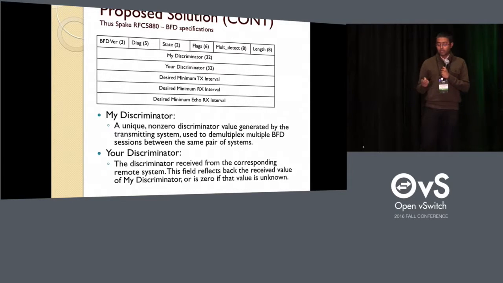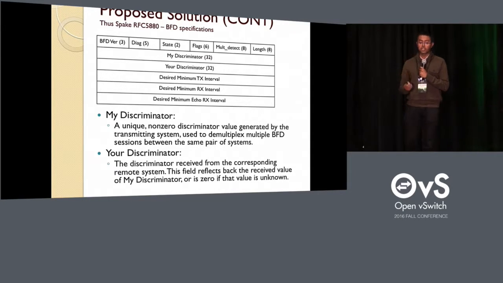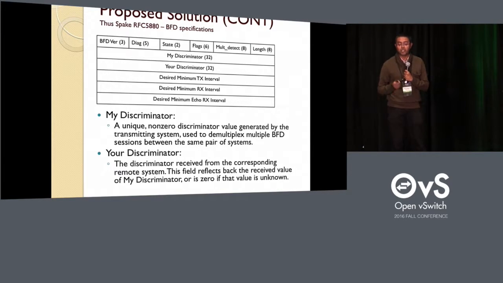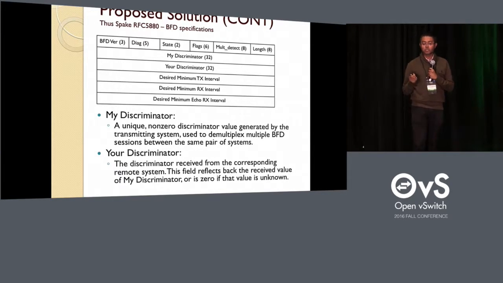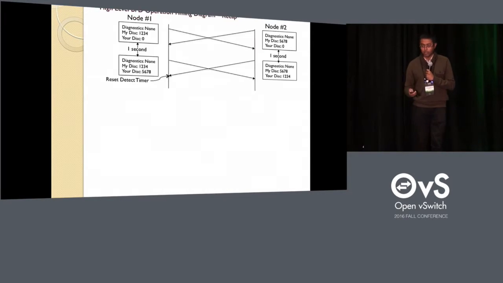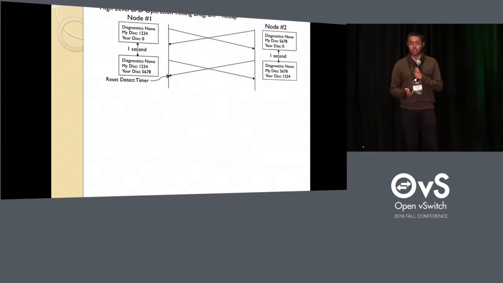Here, in this slide, I have put the BFD packet structure. Of interest are the two fields, my discriminator and your discriminator. These are primarily non-zero random values which you add so that you can identify which node the packet really came from. An example will actually make it very clear.